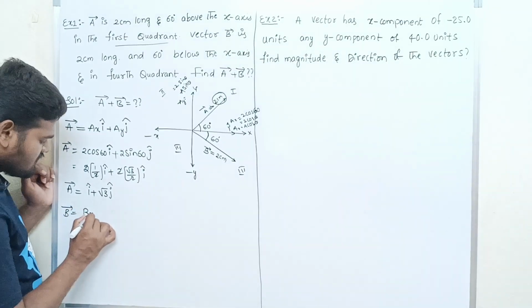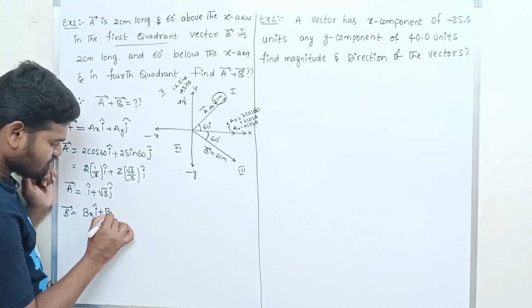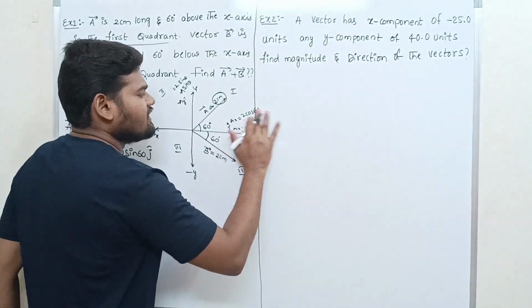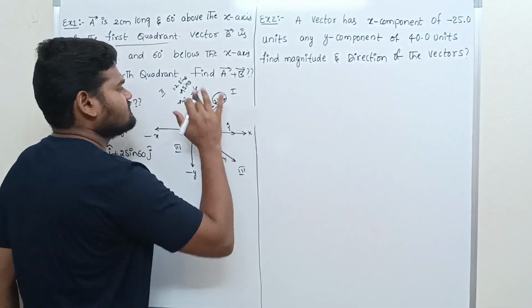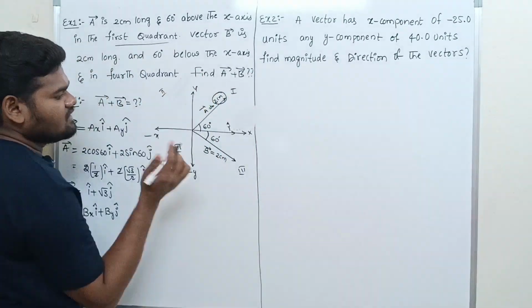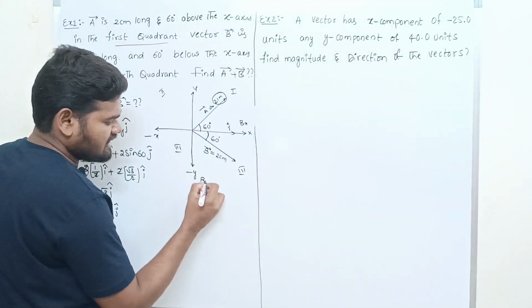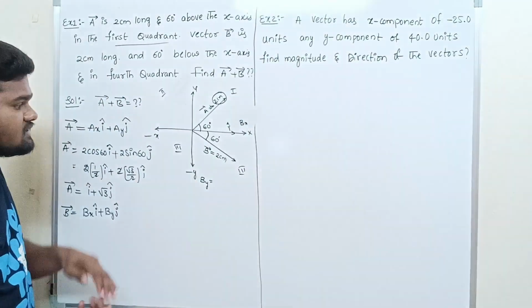B bar is equal to bx I cap plus by j cap. Okay, right. So now we have to find the bx and by values. Along the x-axis you will get bx, and along the y-axis we will get by. Okay, have a look.